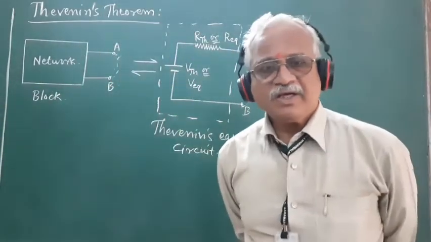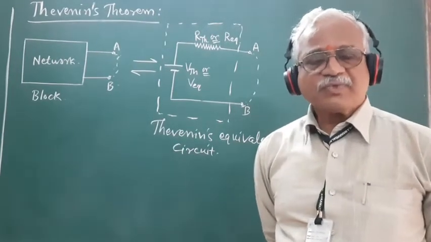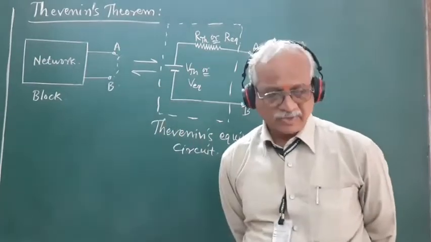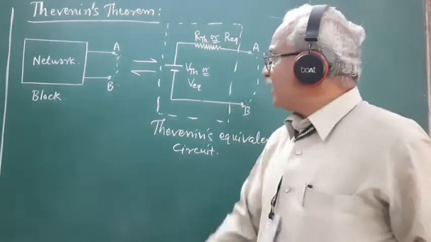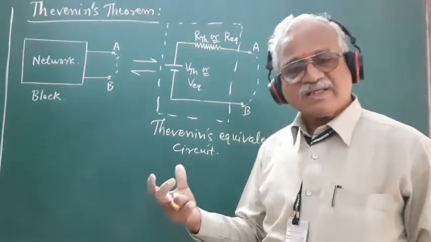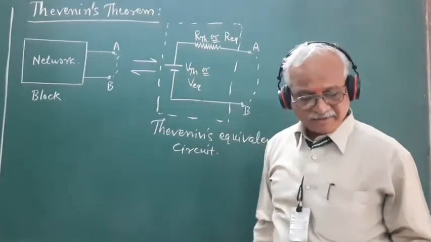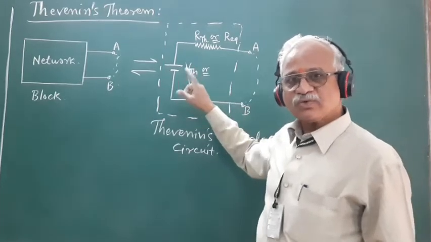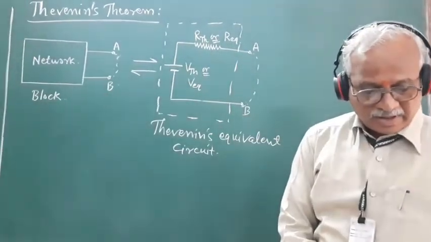So this theorem is useful in order to find out the power or the voltage or the current across any component in the given network. So according to this theorem, any complicated network containing sources of EMF and other components such as resistors can be replaced by an equivalent circuit consisting of a constant voltage source or equivalent voltage source, also called the Thevenin voltage source, in series with an equivalent resistance called the Thevenin resistance. So that is the Thevenin theorem.